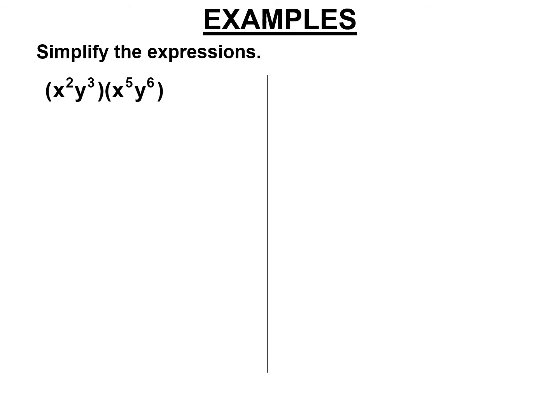Now you can only multiply things with the same base. So the x's get multiplied. X squared times x to the 5th is x to the 7th. Y cubed times y to the 6th is y to the 9th. You can go play with the calculator. Any number you put in here, right? Wouldn't you rather do the one on the right? It's much simpler.